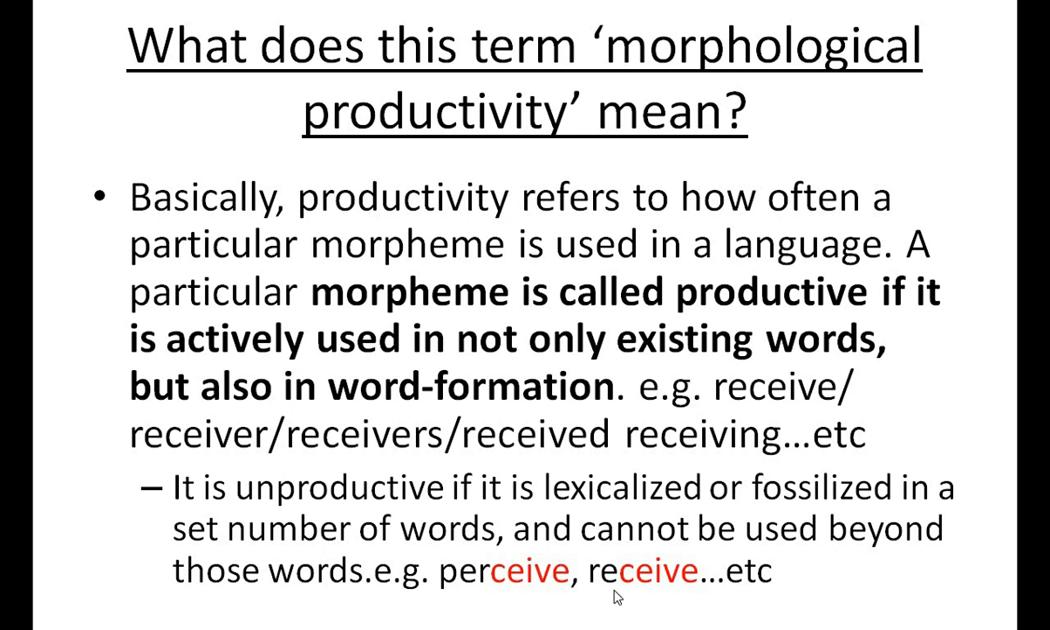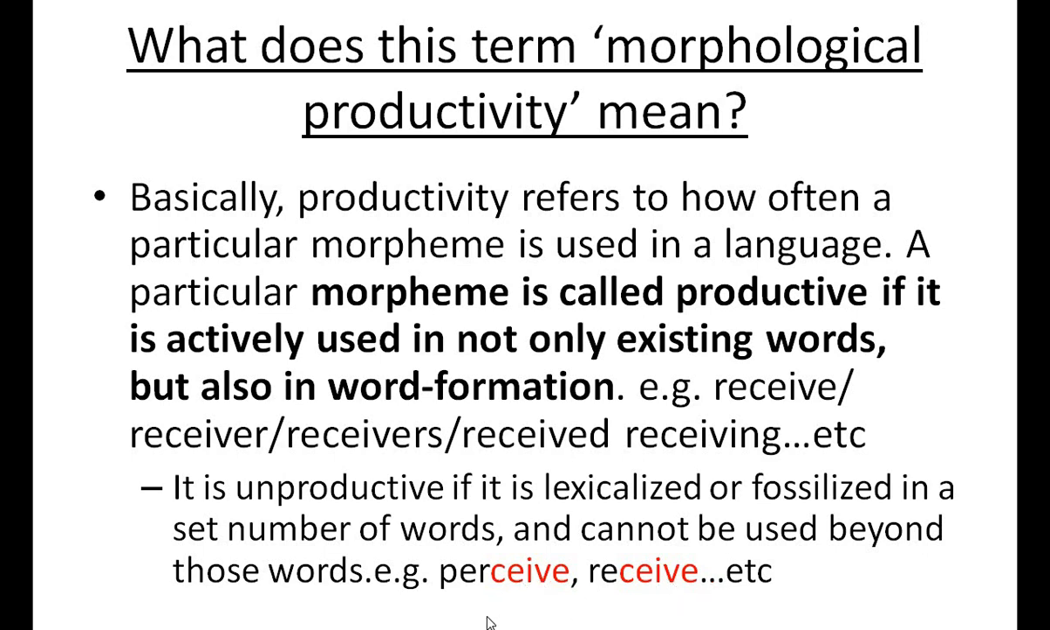Whenever we say words or morphemes exist independently, it means that they have some kind of meaning even if they are bound. So meaning is not being conveyed if we detach both of them. As a result, what happens? It is not being dissected. We cannot dissect it further. So it is lexicalized or fossilized, and it cannot be used beyond those words. Perceive cannot be further divided into per and ceive, or re and ceive.